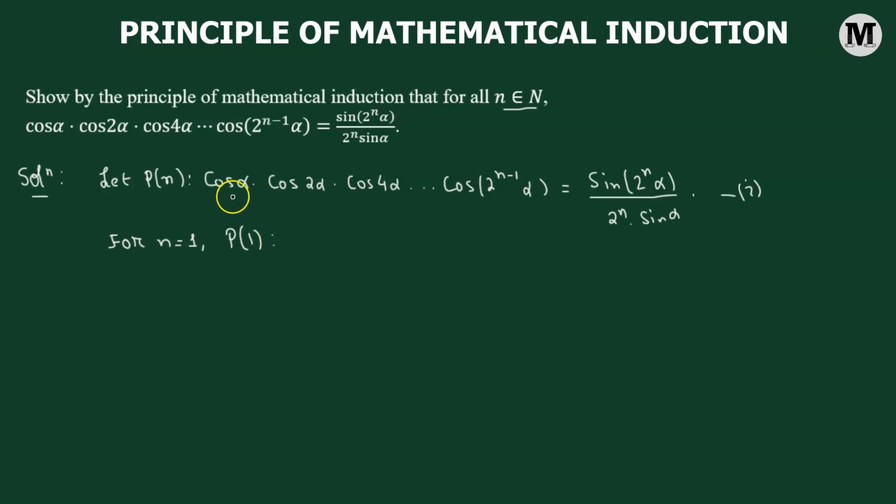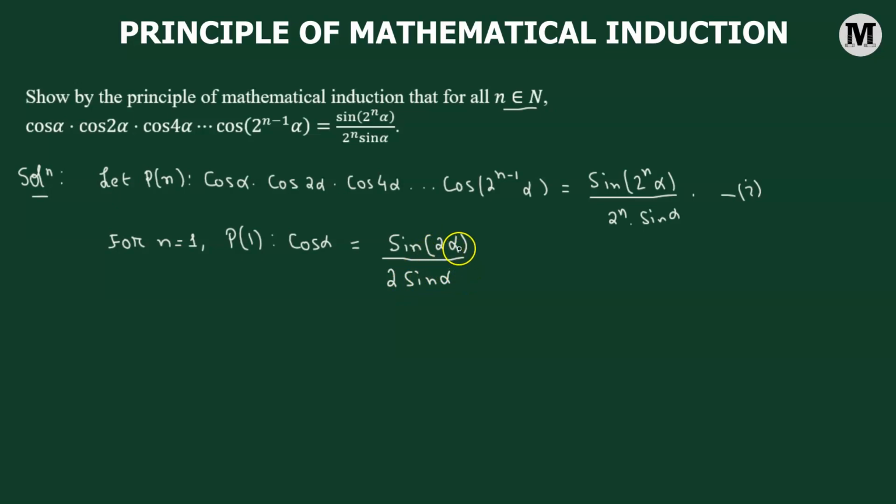such that we'll only consider the first term, which is cosine of alpha, or what we can do, we can consider the nth term, cosine of 2 raised to the power of n minus 1 times alpha. So if we substitute n with 1, that's simply going to give us cosine of alpha. So this is going to be equal to sine of, so here we have 2 raised to the power of 1, so that's simply 2 alpha. So we have sine of 2 alpha divided by 2 times sine alpha.